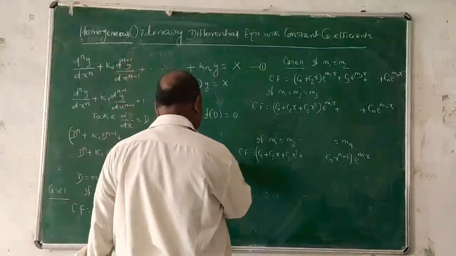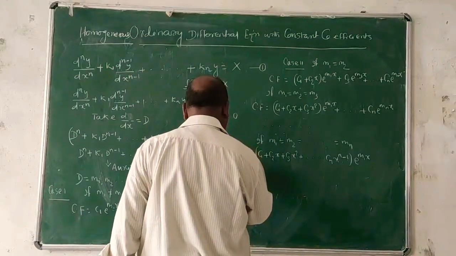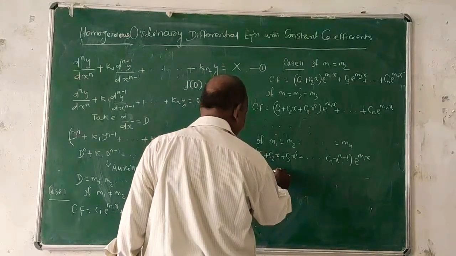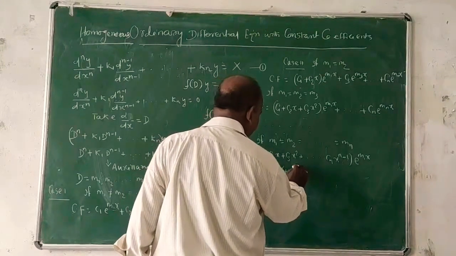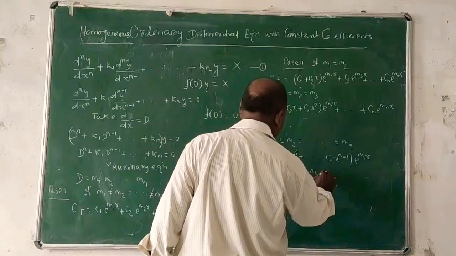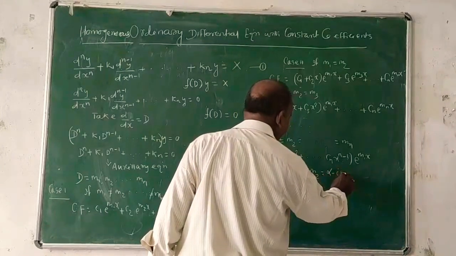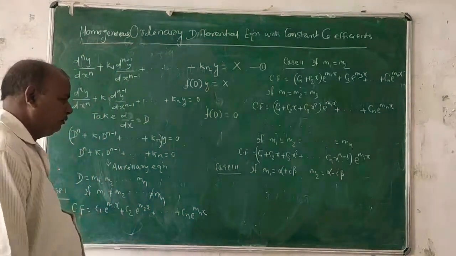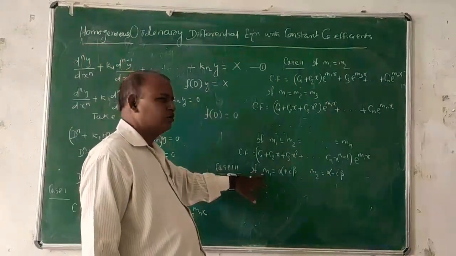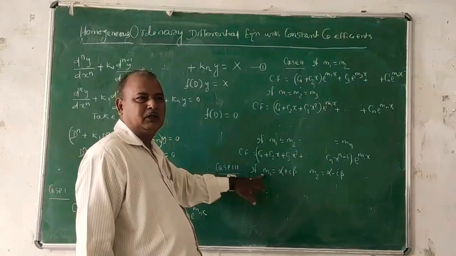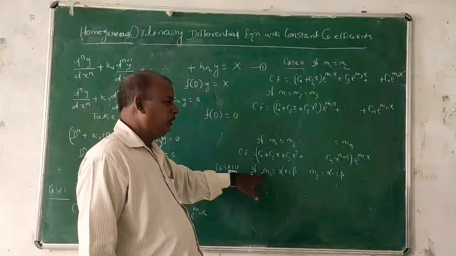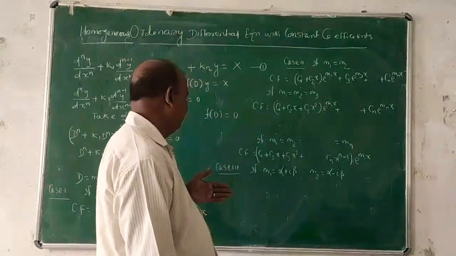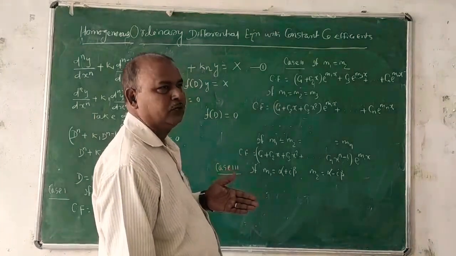Come to case number 3. If the roots are complex, m1 is alpha plus i beta, and m2 is alpha minus i beta. In theory of equations, you might know that complex roots always occur in pairs. One must be the complex conjugate of the other. So it never occurs singly, it always occurs in pairs.